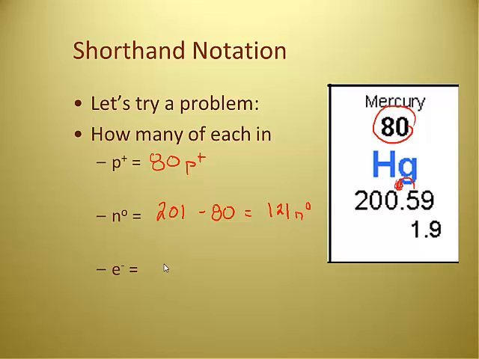And if we want this thing to be a neutral atom, it has to have the same number of electrons as it has protons. Oops, and I labeled that symbol wrong, so wrong answer. I should say 80 electrons.